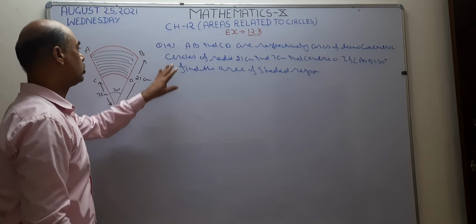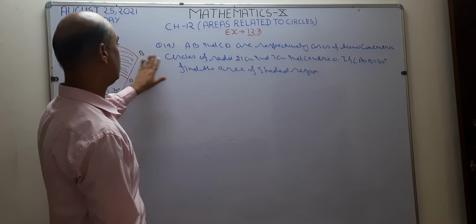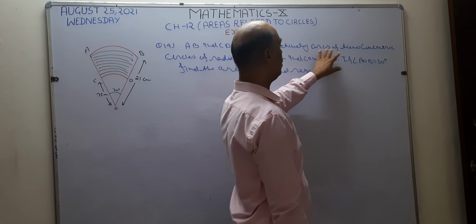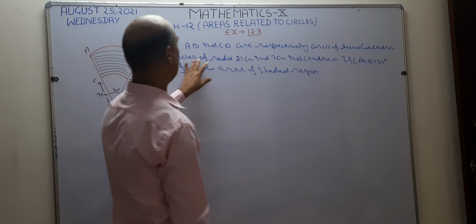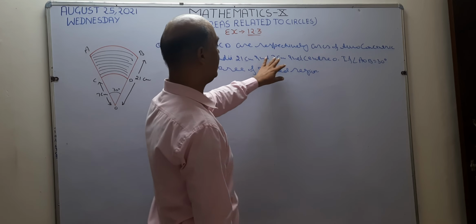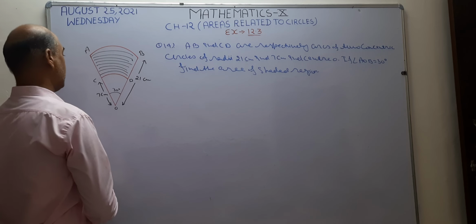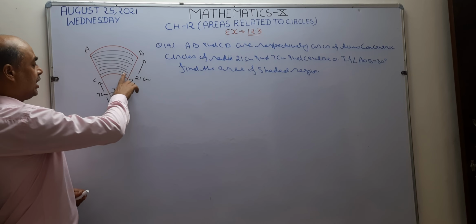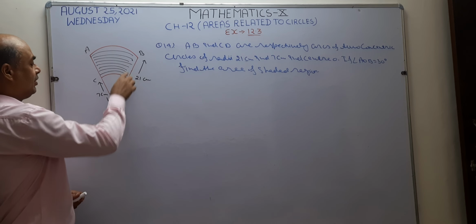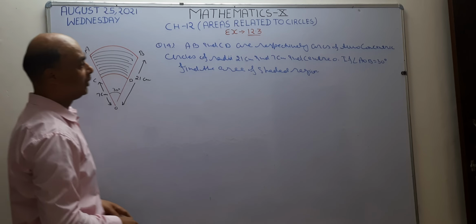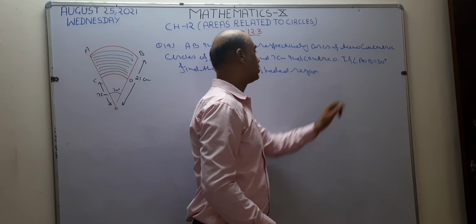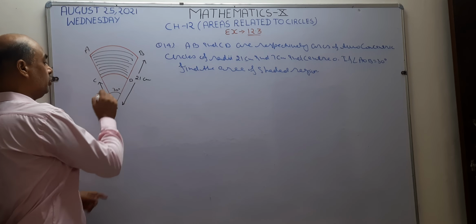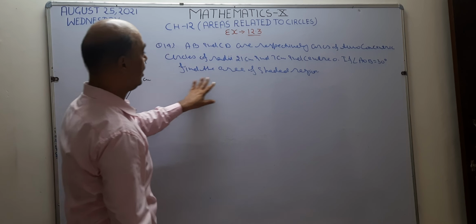Now we are going to solve this question number 14. See what is given in this question. AB and CD are arcs of two concentric circles of radius 21 cm and 7 cm. Concentric circle means two circles having same center. So this is the CD radius and this is the AB radius, both having same center. Okay. Now this angle AOB is given 30 degree. So this angle AOB complete, this is going to be 30 degree. Find the area of shaded region.